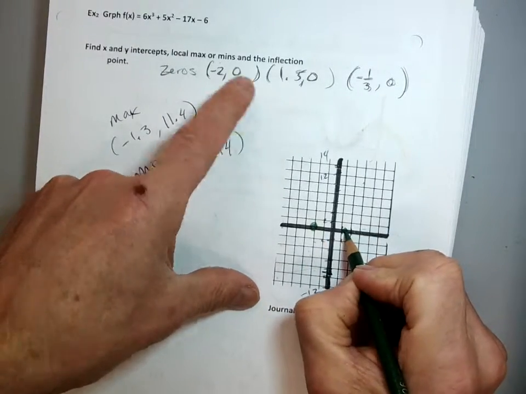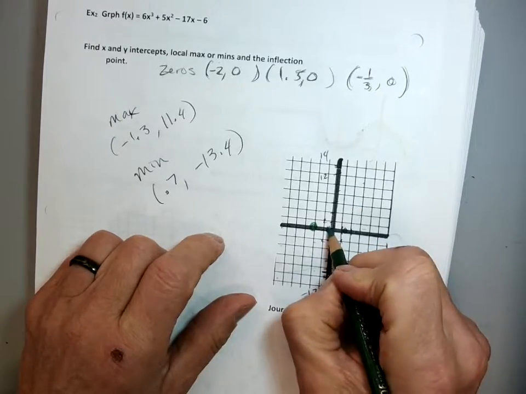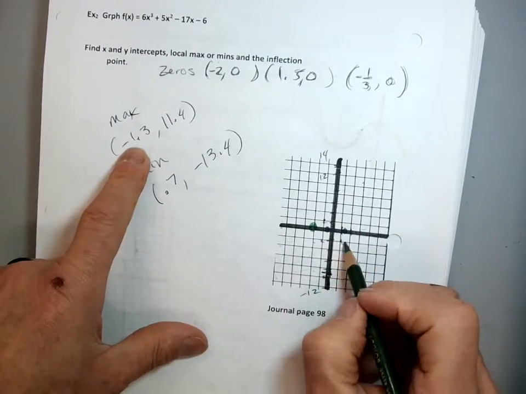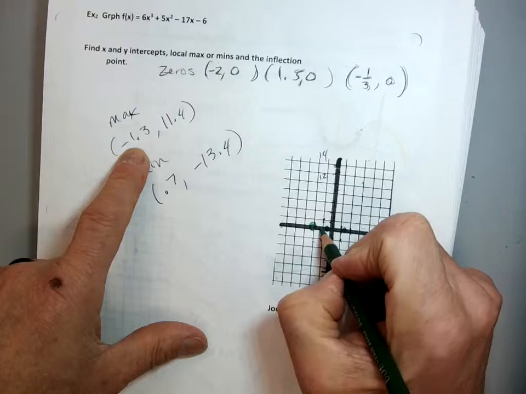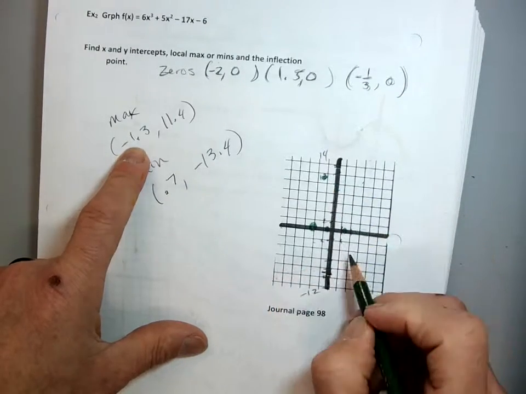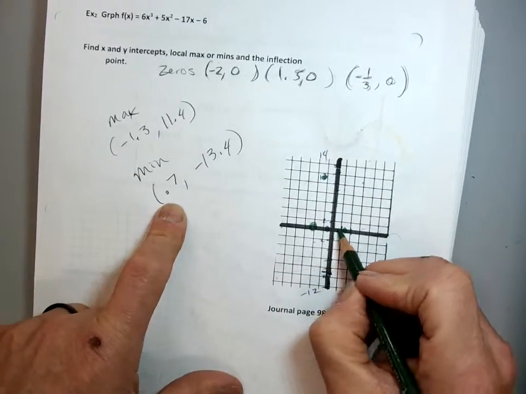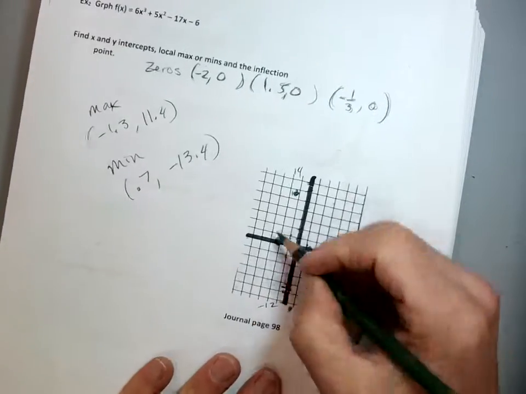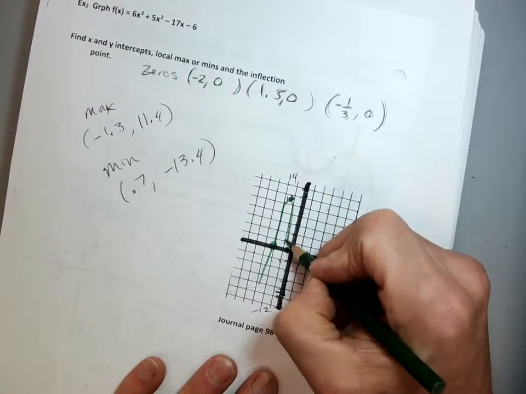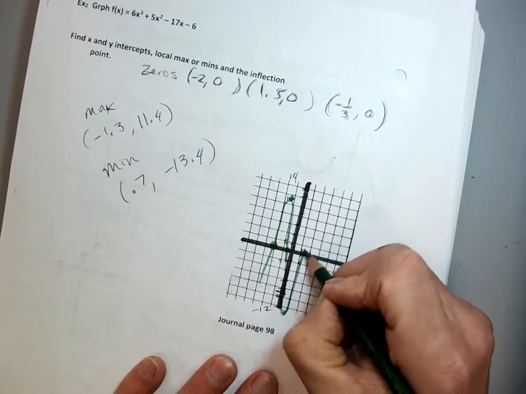1.5, 0 is there. 1/3 is about there. -1.3 and 11, possibly right about there. 0.7 and -13 is about there. Okay, so graph it in.